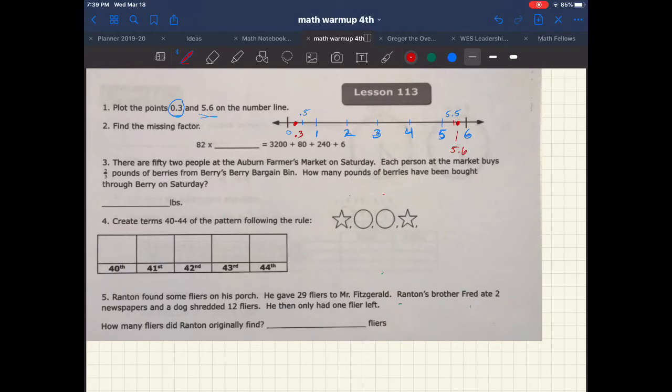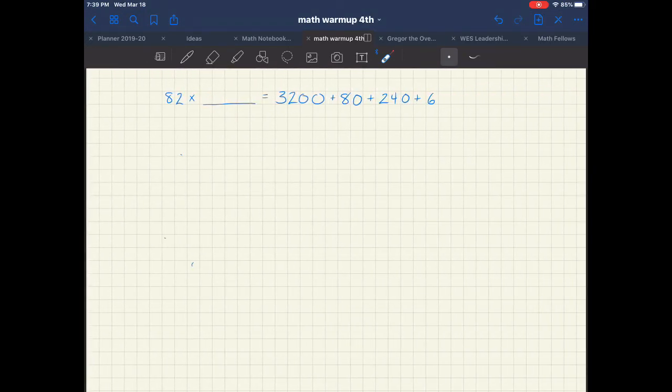5 6/10. All right, number 2, find the missing factor. We've got 82 times some number equals 3,200 plus 80 plus 240 plus 6. This one's going to take some room, so I'm going to go to the next sheet here. And I wrote it all out. Got my 82 times some number equals 3,200 plus 80 plus 240 plus 6.